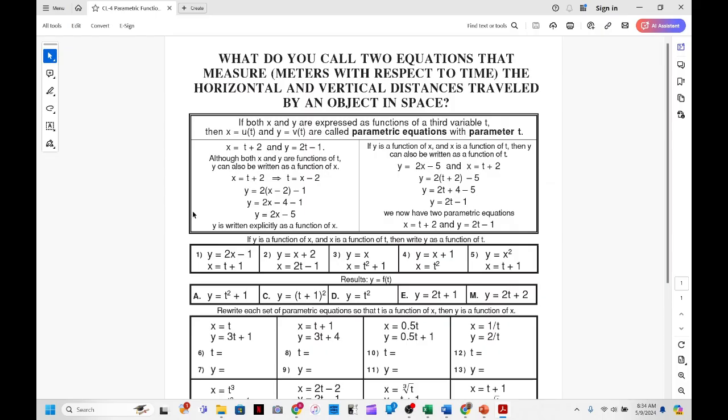So here's our puzzle. We're trying to solve the riddle: what do you call two equations that measure meters with respect to time, the horizontal and vertical distances traveled by an object in space? That sounds very complicated. What do we have down here?